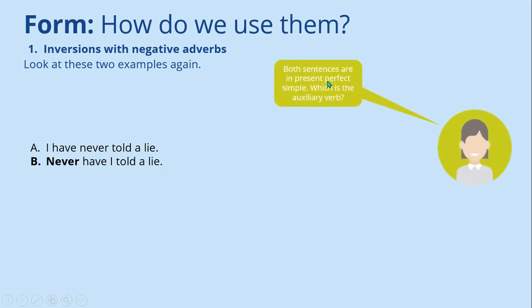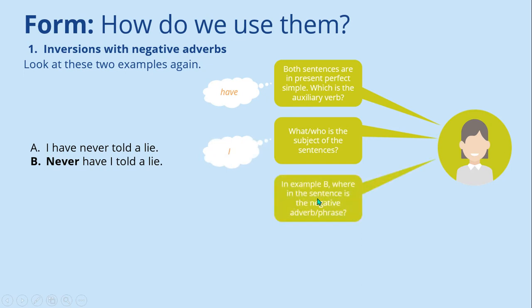Both sentences are in the present perfect simple, and which is the auxiliary verb? It is have, isn't it? Good, if that is your answer. The next one is, what or who is the subject? The answer is who, and that subject is I, a human. The next one, in example B, where in the sentence is the negative adverb? That is at the beginning. In example A, the position of never is after the auxiliary. This is the standard, the normal structure in a sentence.